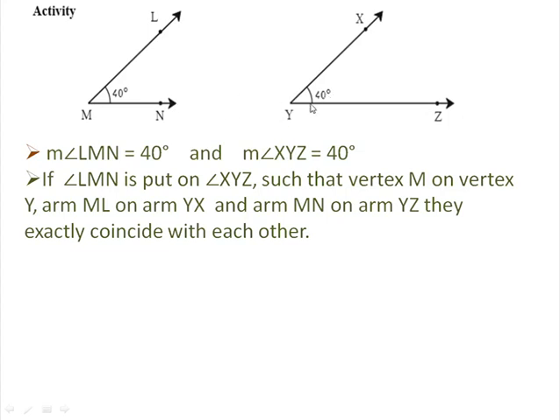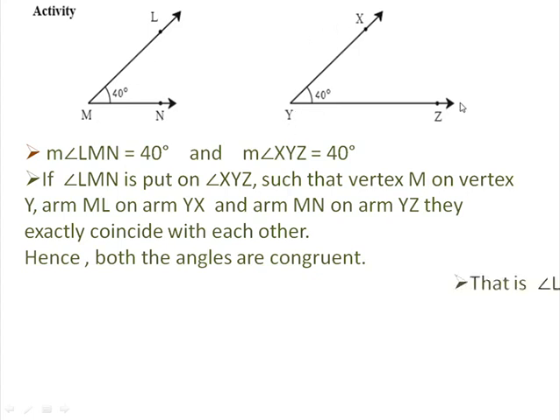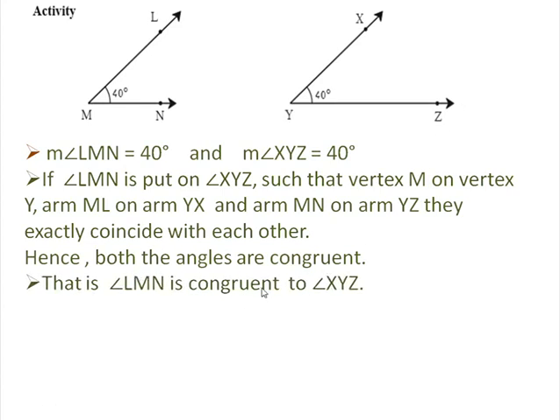That is, we can say that these two angles are congruent. That is, both the angles are congruent. The names of the angles are LMN and XYZ. So, we say that angle LMN is congruent to angle XYZ. Now, we will write it using the symbol of congruency. This is the symbol of congruency. It will be written as angle LMN congruent to angle XYZ. Hence, if the measures of two angles are same, then we say that the two angles are congruent.